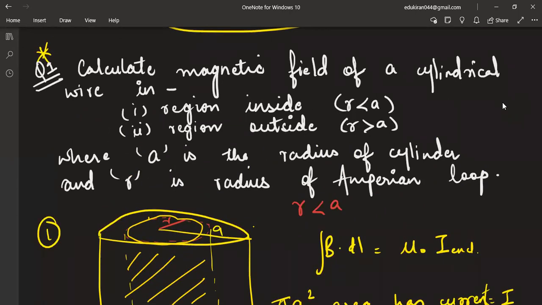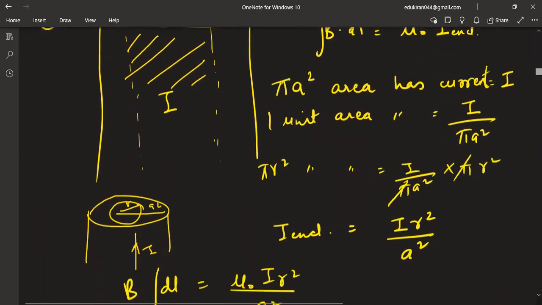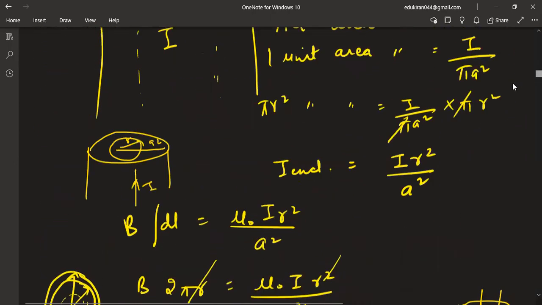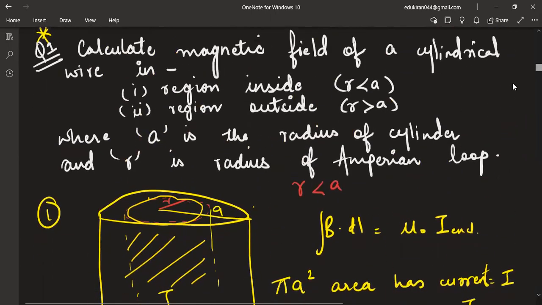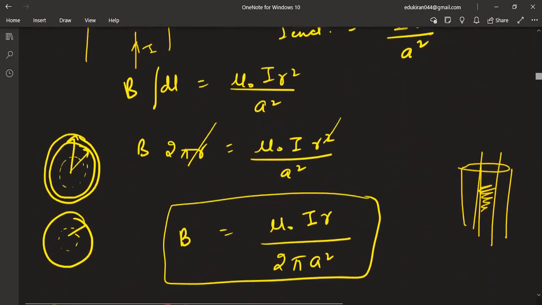Calculate the magnetic field of a cylindrical wire in these two regions. I would suggest it's better if you directly remember the formula for these, because most of the questions which I have seen in your previous year board exams, also in JEE and NEET, are like that. Derivation will be asked only in board exams, but this is used as a direct formula if a point is mentioned outside or inside the cylinder. You can learn the derivation also, because modifications can be there.